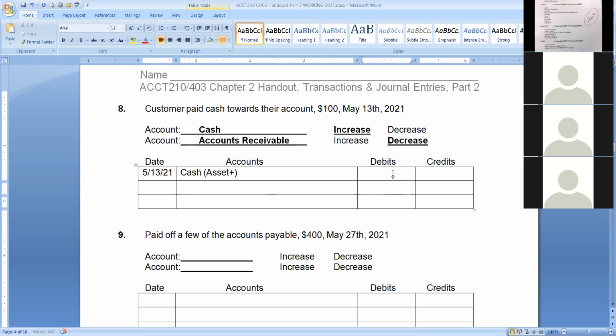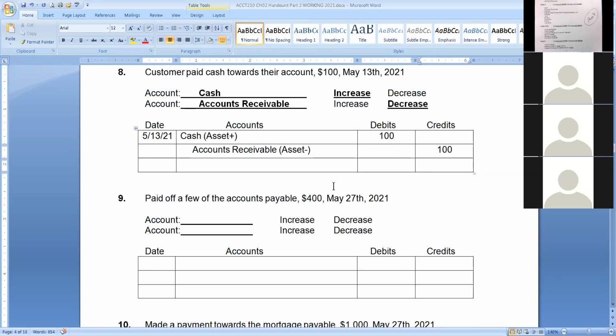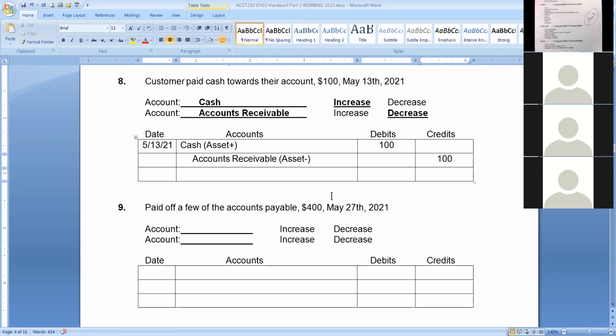An asset going up. And that is debit. You don't have to put this asset plus and minus. I'm just doing that so you know how I got the debit or the credit. You can put it in the amount. Okay, so we just recorded this transaction and we just put the date in, grab the two accounts we needed, and we're done.